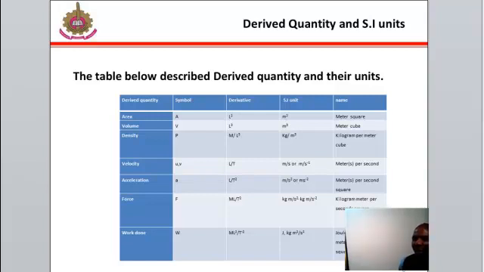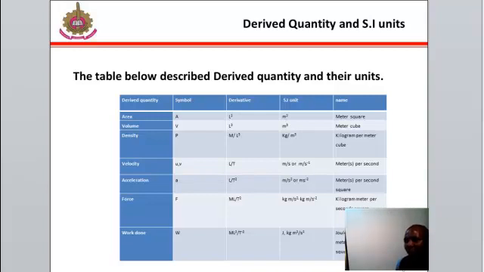Velocity can be represented by u or v. u represents initial velocity, v represents final velocity. The derivative is displacement over time. It's measured in meter per second. Acceleration is represented by small a, and that is velocity over time. The unit is meter per second square.